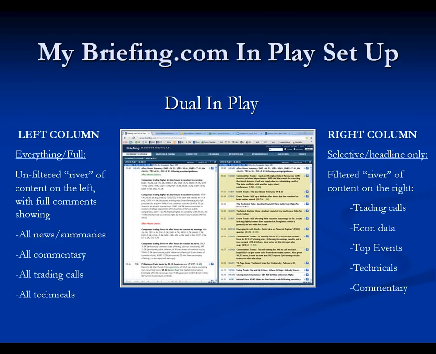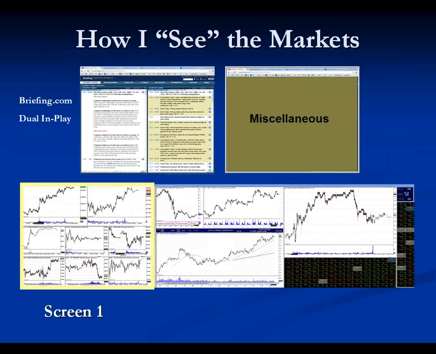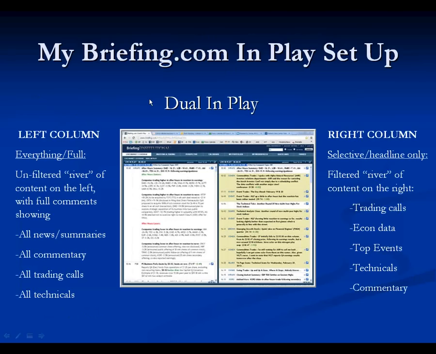So that said, let's move on. I want to just go quickly over how I set up my Briefing, and I do use it all day. And it's always on that top monitor, this one right here. It's always sitting there. And the way that I set it up is I use the dual in-place setup. So I've got 2 columns of information.